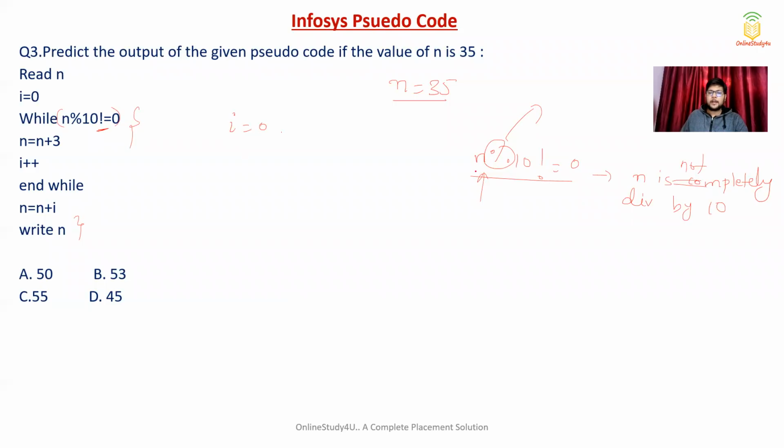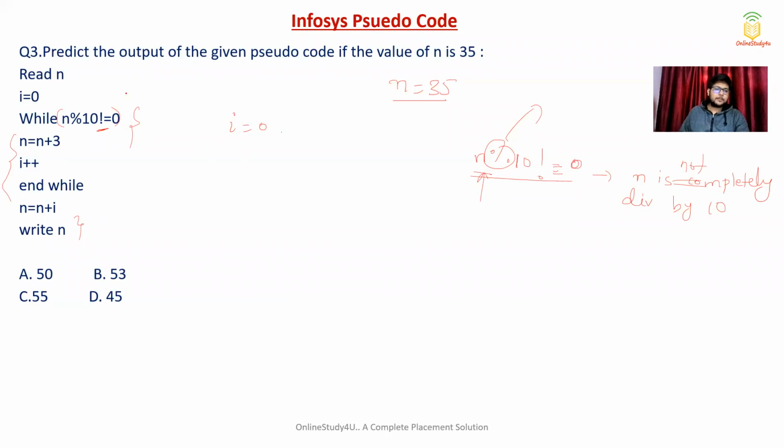So I'm saying when I divide it by 10, and if the remainder is not 0, that means if it is not completely divisible by 10, then go inside this loop. This is the scenario here. So let's work on it now.